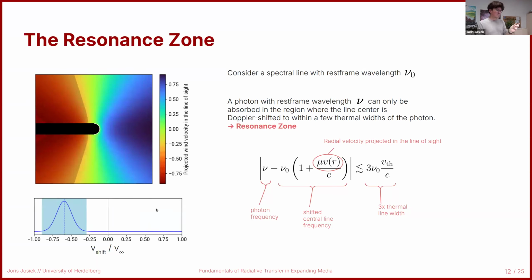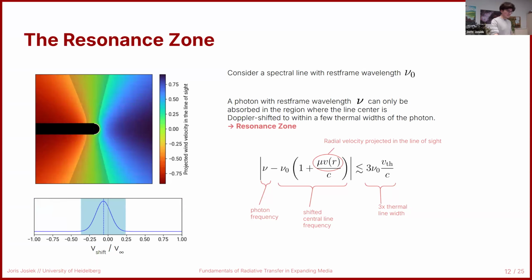with a variable photon. So if the photon is slightly bluer than the line center, and these are in units of V infinity, the terminal wind speed, the resonance zone will be on the right. It's basically the part of the star that is moving slightly towards you. This is where the slightly bluer photon can be absorbed and interact with the medium. And if the photon is slightly redder than the line, it will be on the left. So you can see how the resonance zone moves depending on the photon frequency.